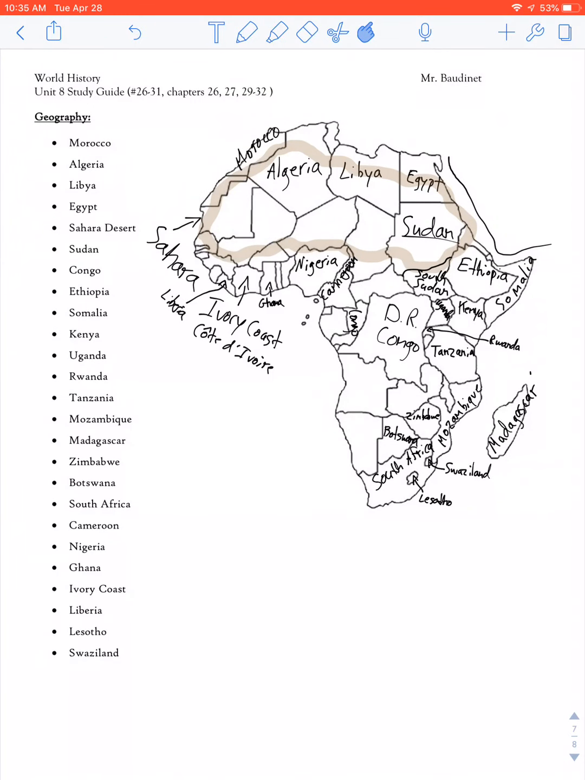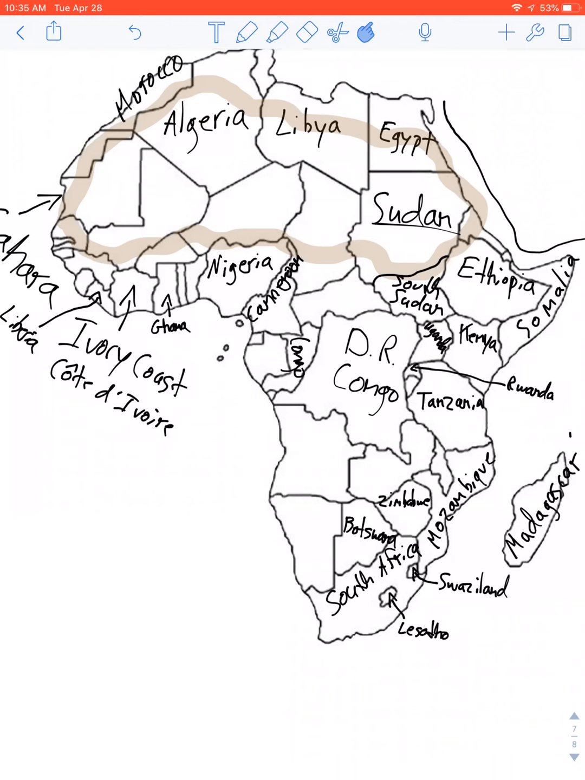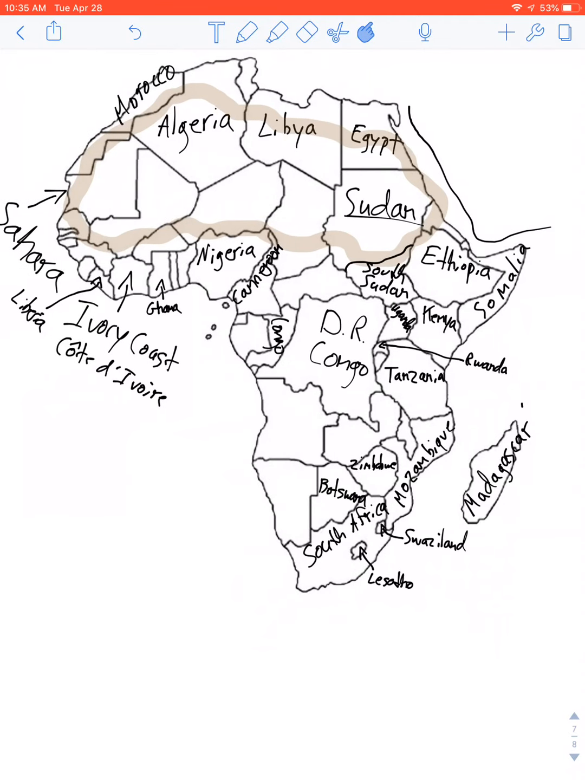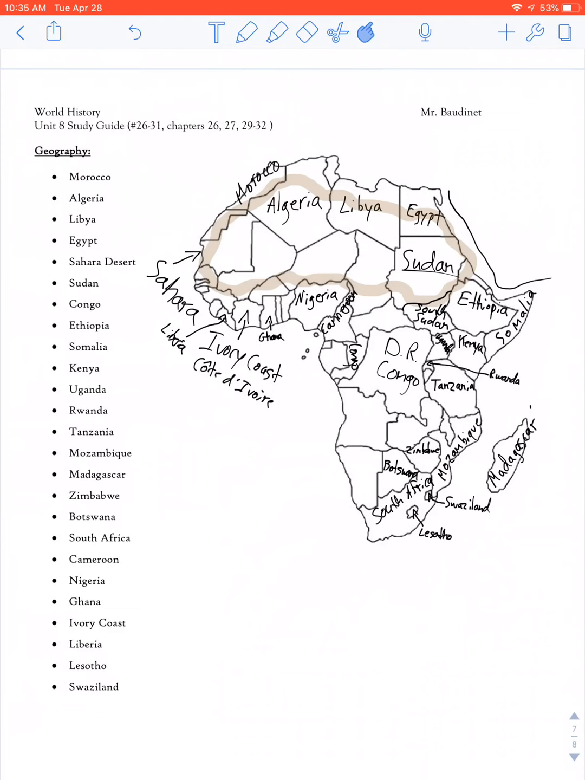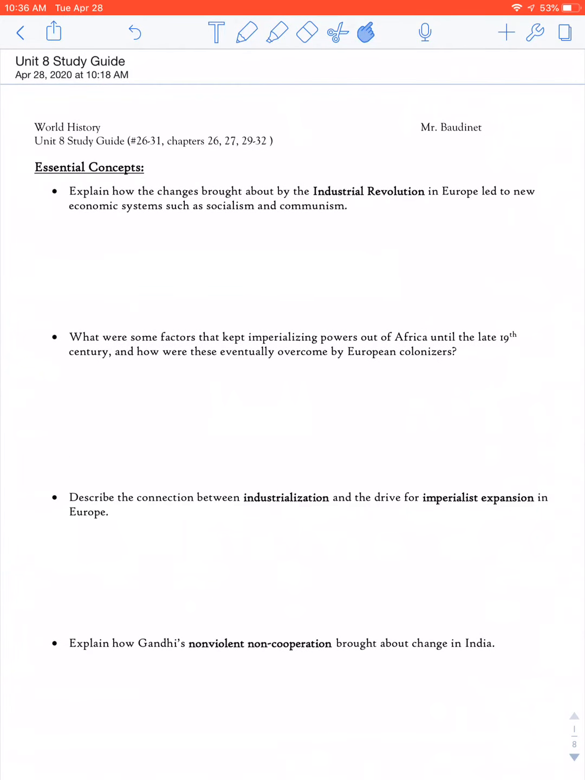Okay, that's the countries in Africa that we're going to focus on. Obviously, you can see there's a lot more that we didn't cover, but this is what we need to focus on for our exam. These countries right in here. All right, so once you have all of those countries filled out completely, again, make it as colorful as you want. Make sure you go ahead and turn that in for points, okay? And now you have the study guide for Unit 8.